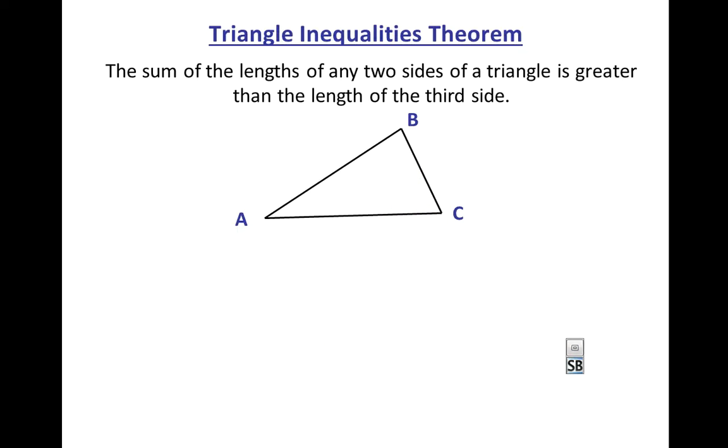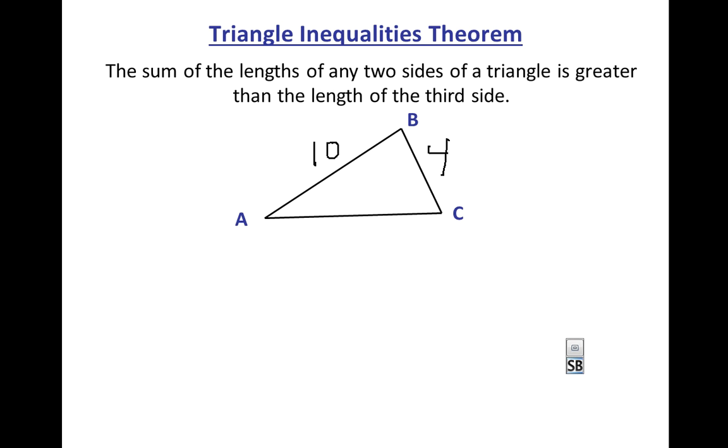I'm going to move on to the triangle inequality theorem. The triangle inequality theorem states that the sum of the lengths of any two sides of a triangle has to be greater than the length of the third side. So let me just show you an example by assigning numbers here. Let's say side AB is 10 units long. And let's say side BC is 4 units long.